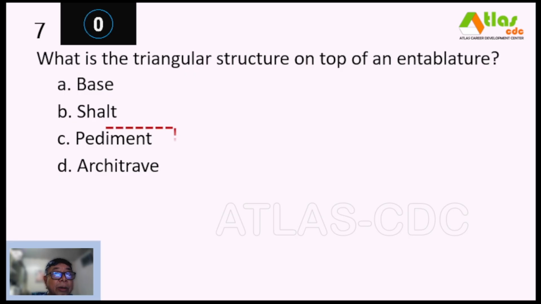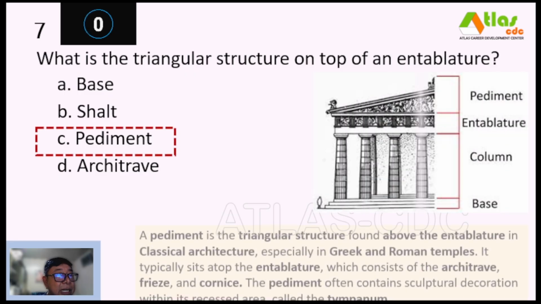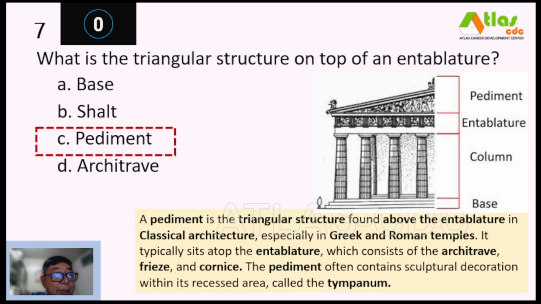And our correct answer is letter C, pediment. So a pediment is the triangular structure found above the entablature, especially in Greek and Roman temples. It typically sits atop the entablature, which consists of the architrave, the frieze, and the cornice. The pediment often contains sculptural decoration within its recessed area called the tympanum. So ito naman yung tympanum area.